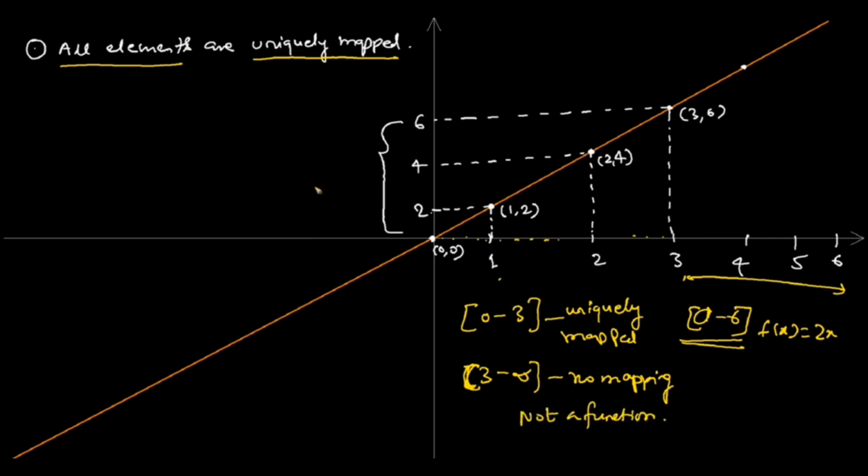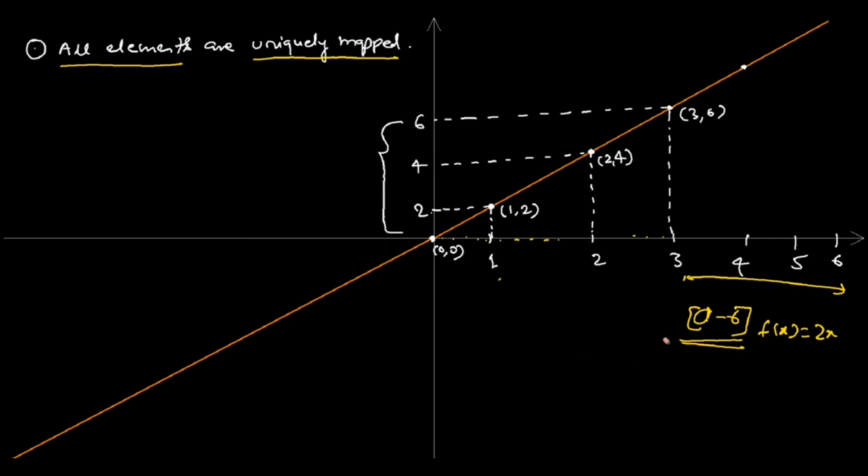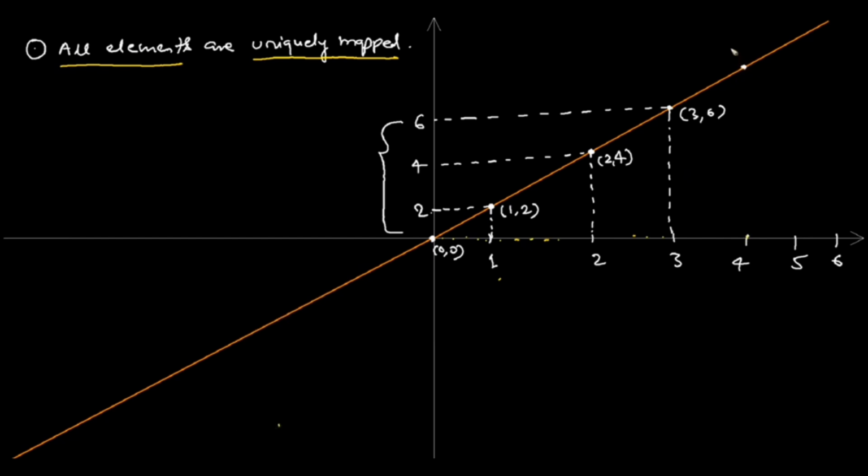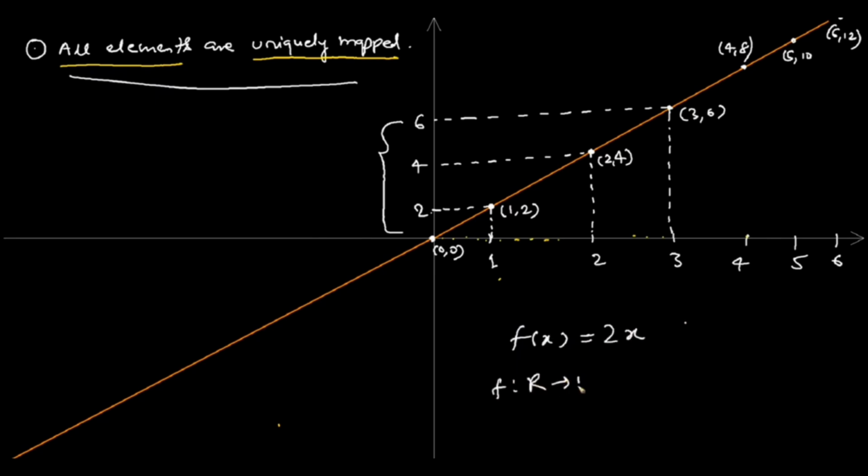But if your f is from R to R, then it is a function clearly, because for every input you are getting a unique output. If you see 4, then for 4 you get a unique output, that is 8. This is (4, 8). For 5 you get a unique output, that is (5, 10). So for every element you have a unique output. All elements are uniquely mapped, so f of x is equal to 2x, where f is from R to R, is a function.